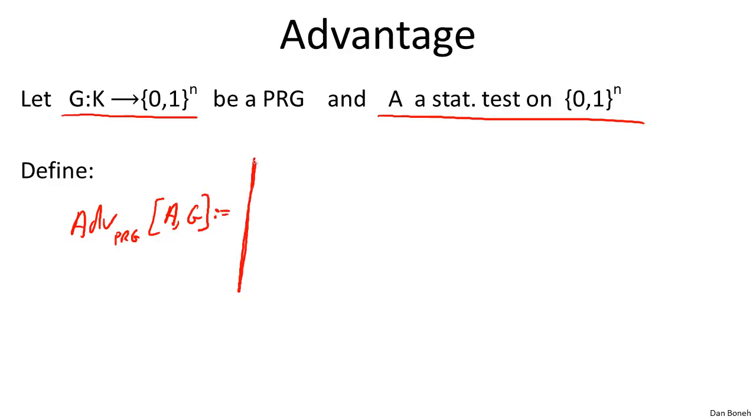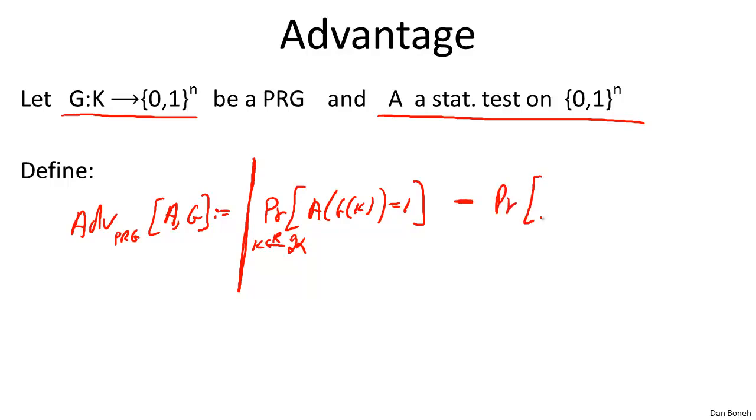It's basically the difference between two quantities. The first quantity is basically we ask how likely is the statistical test to output 1 when we give it a pseudo-random string. Here k is chosen uniformly from the seed space. Versus, now we ask how likely is the statistical test to output 1 when we give it a truly random string. So here r is truly random in {0,1}^n. And we look at the difference between these two quantities.